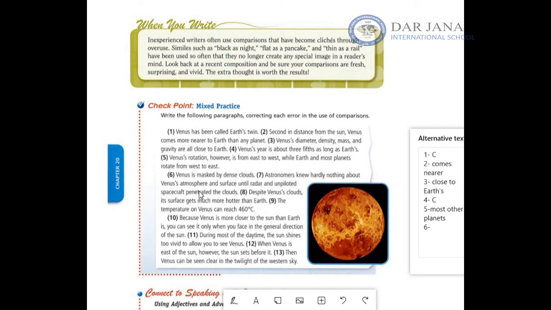Sentence number 6. Venus is masked by dense clouds. The sentence is correct. Number 6 is correct. I should write C here.